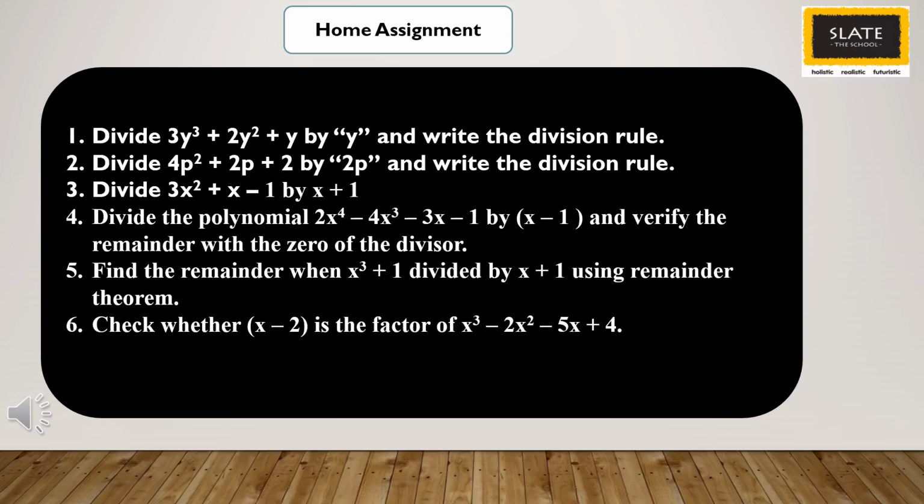Children, if you observe here, degree 4 and degree 3 terms are there, but the degree 2 term is not there. So, insert 0x square after minus 4x cube and continue the process. Fifth one, find the remainder when x cube plus 1 is divided by x plus 1 using the remainder theorem. Sixth one, check whether x minus 2 is a factor of x cube minus 2x square minus 5x plus 4.